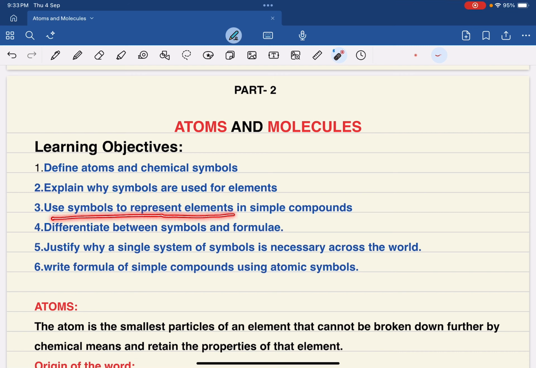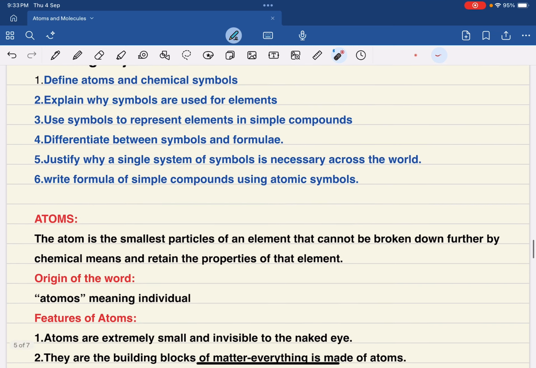Use symbols to represent elements in simple compounds. Differentiate between symbols and formula. Justify why a single system of symbols is necessary across the world. Write formula of simple compounds using atomic symbols.